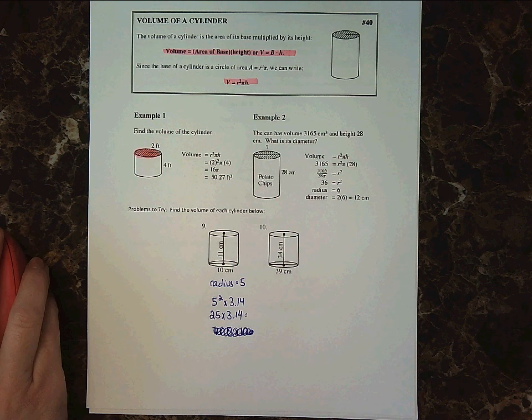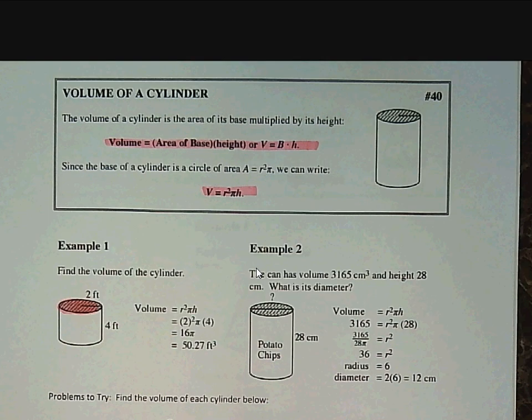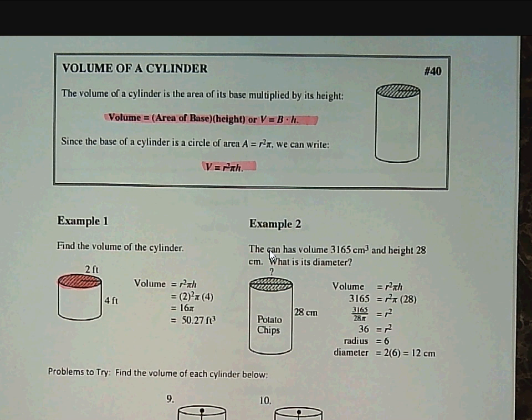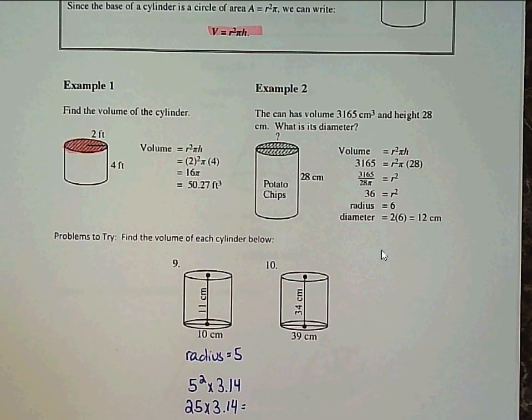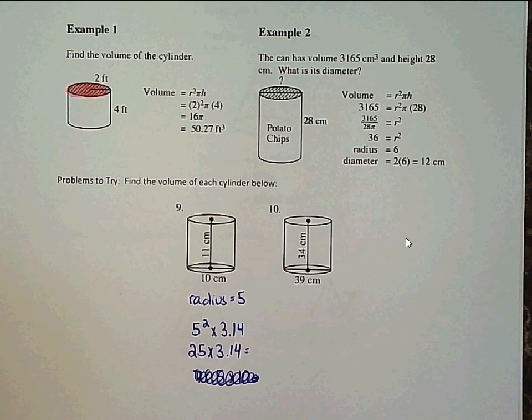Now if you take a look, you could see here we have some formulas at the top. So to find the volume of a cylinder, it's the area of the base times the height. And you could see here even they did two examples, and you could take a look at those. So we're going to do one of these together. I started number 9 and then we'll work on number 10 also.